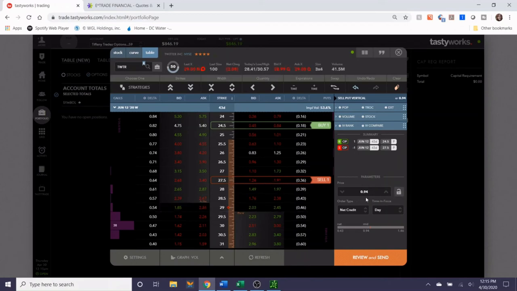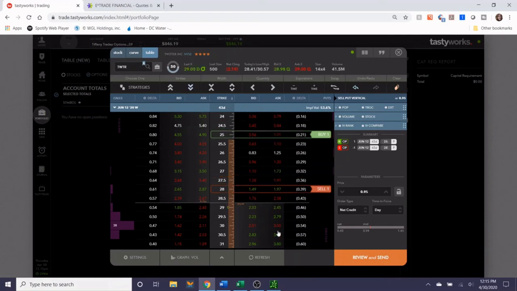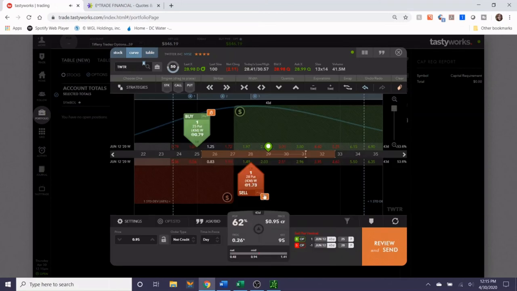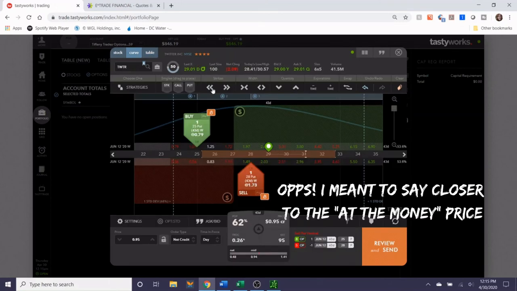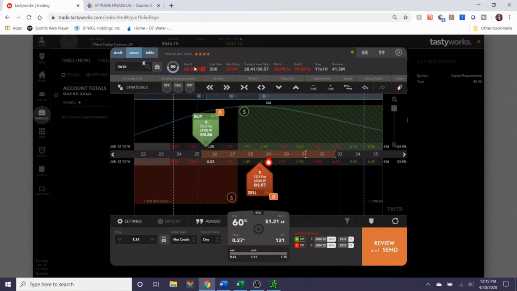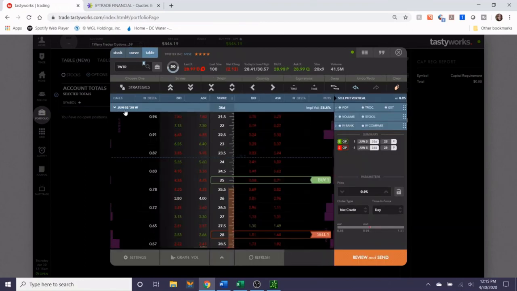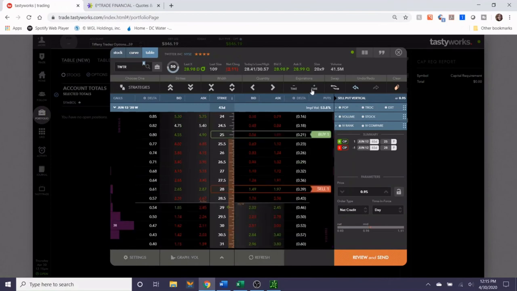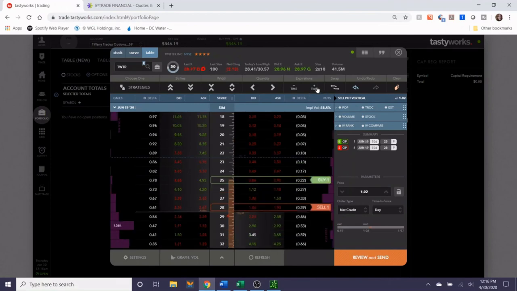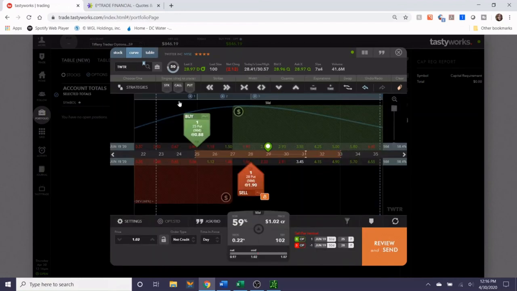24.50, so that gets you 94 cents. 28.25, 95 cents, that's not much better. Decrease your probability of profit as you get closer to the strike price. So see, Twitter's already gone up a little bit to 29. So I think the lowest I'll go is the 28 put. So June 5th, 95 cents. June 12th, 95 cents. June 19th, 1.02.